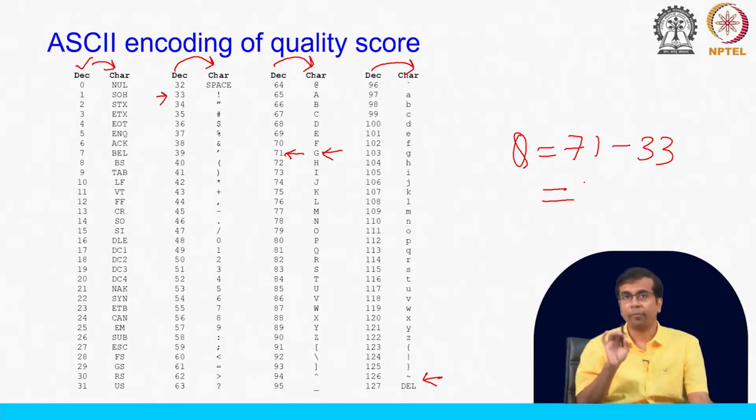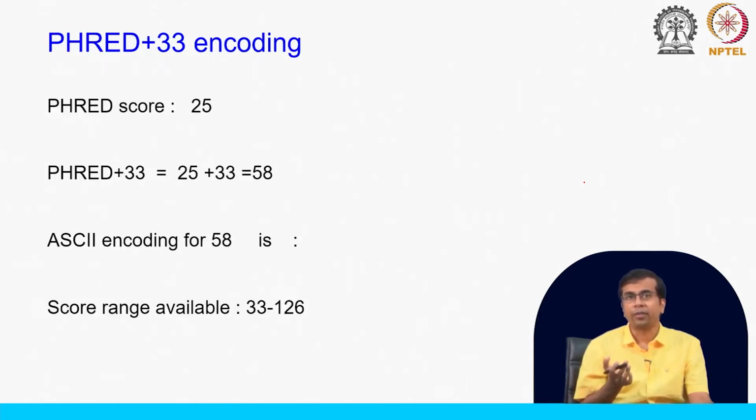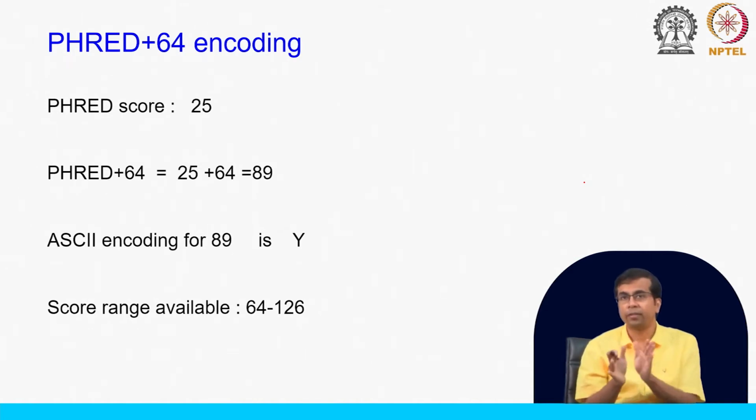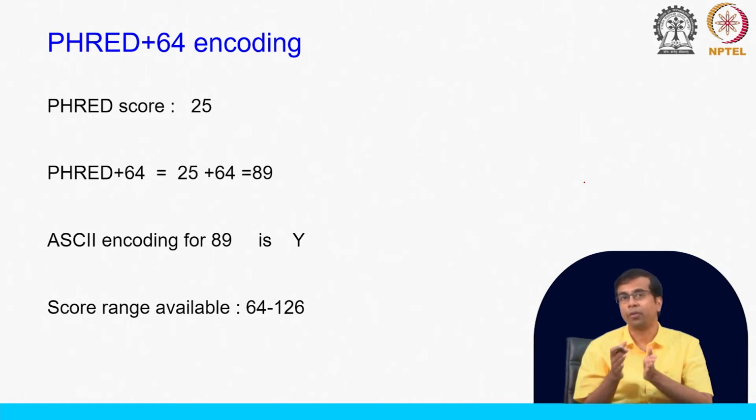So, now we have a way to get the quality score from the encoded value. Earlier, Illumina used Phred plus 64 encoding, in which the range was different. If you take the same example of a Phred score of 25 in Phred plus 64 encoding, you get 25 plus 64, which comes out to 89, and the ASCII encoding for 89 is capital Y. The score range available in Phred plus 64 was 64 to 126. If you have quality score 0, your Phred plus 64 value would be 64, the lowest value available.